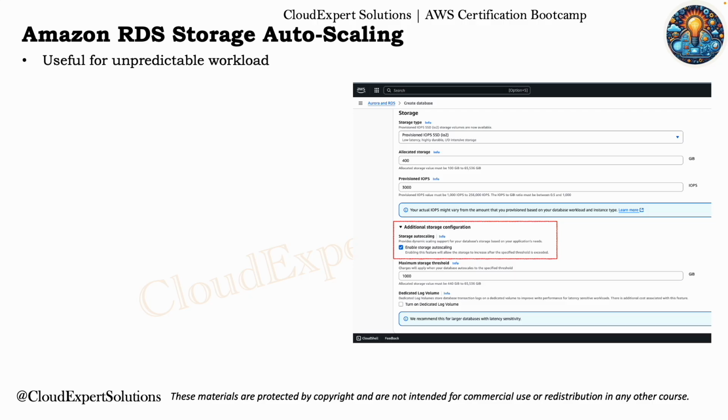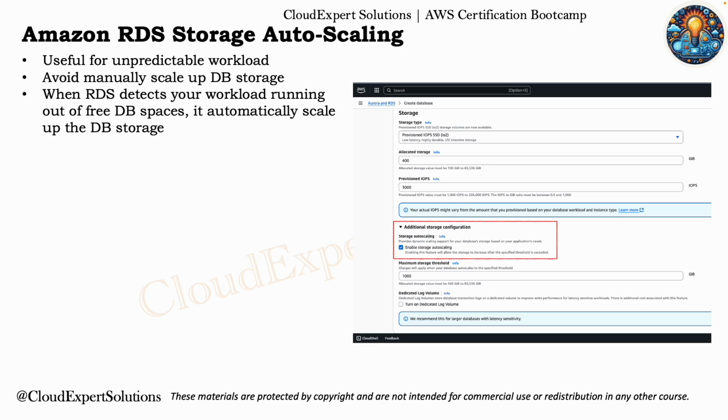If your workload is unpredictable, you can enable storage autoscaling for an Amazon RDS database instance. You can use RDS storage autoscaling to avoid manually scaling up your database storage. And here is the option for you. While creating the database, you can enable storage autoscaling, and this is available under additional storage configuration. With storage autoscaling enabled, when Amazon RDS detects that you are running out of free database space, it will automatically scale up your storage.